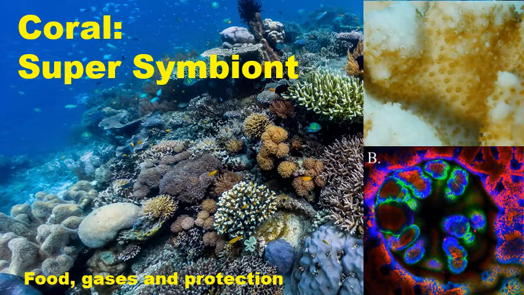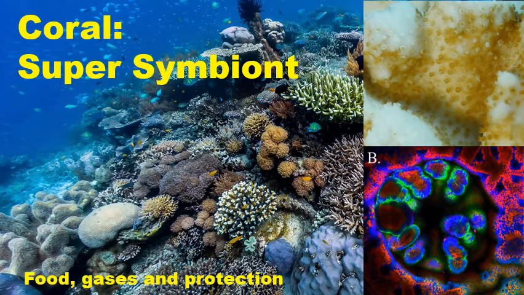The algal cells inside the coral harness this sunlight during the day, and they produce energy for the coral to live on, and they also produce oxygen, which the coral needs to breathe. In return, the coral will use that energy. It will provide some waste material that the symbionts can use, and it will also provide carbon dioxide that the symbionts can also use. So this partnership is based around provision of food and gases.